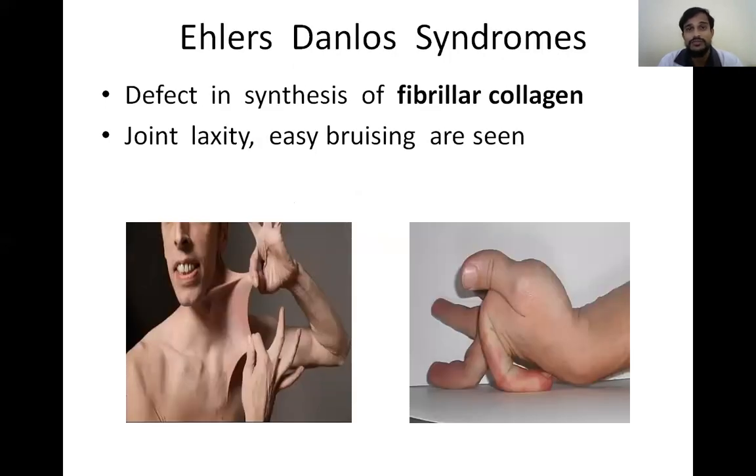Ehlers-Danlos syndrome is a defect in fibrillar collagen. So there will be joint laxity and easy bruising. Here you can see there is very much laxity in the skin and joints, and easy bruising. That means even for a small injury, there will be a bruise on the skin surface. This is seen in Ehlers-Danlos syndrome.